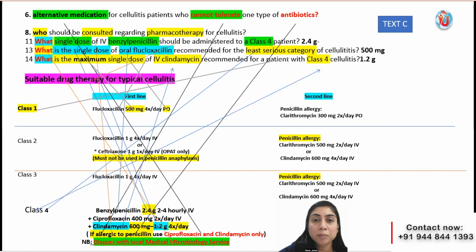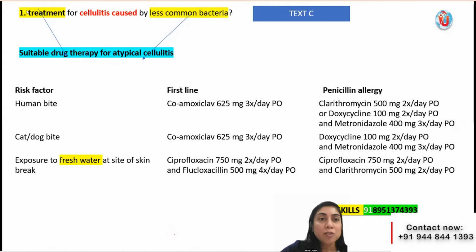Is it clear? Yes, ma'am. This is about class 4, and this is about alternative medication. Then the 13th one is also directly given. Anybody have doubt about this one? 500 mg. Then the 14th one: what is the maximum single dose of IV clindamycin recommended for a patient with class 4 cellulitis? This is 1.2 gram. Here it says maximum, so we have to write the gram also.